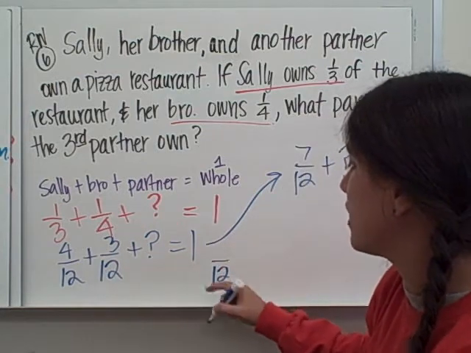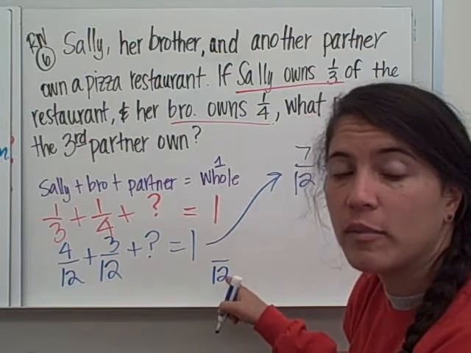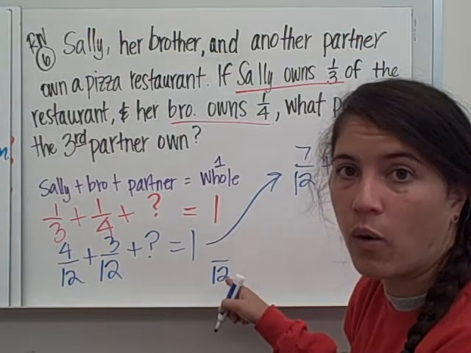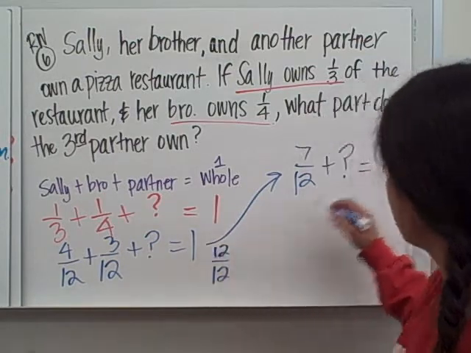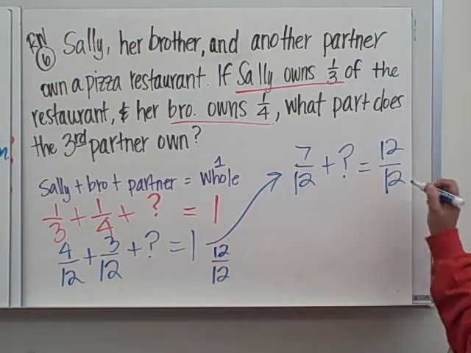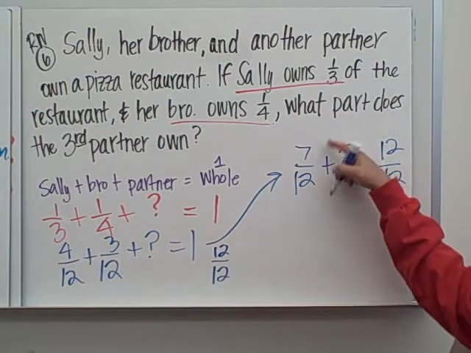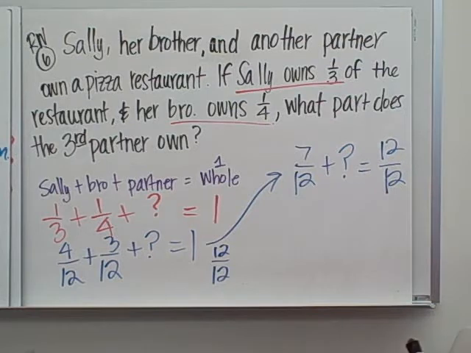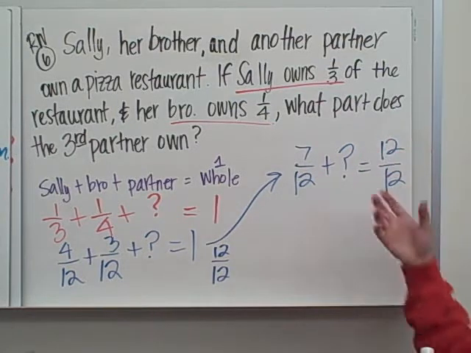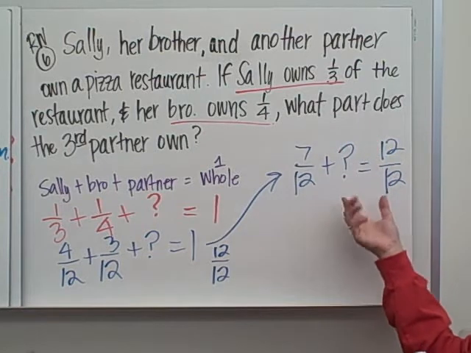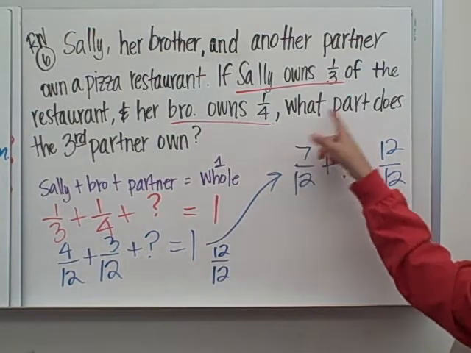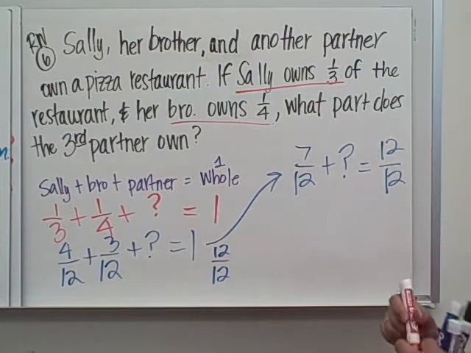So if our common denominator is 12, how many out of 12 do we need to make one whole? We would need 12 12s. So we're going to put that over here. 7/12 plus what is going to equal 12 12s? Well, without even knowing it, we're setting up an equation, but I bet you can figure out what fraction the third partner owns. 7/12 plus what would give me 12 12s?